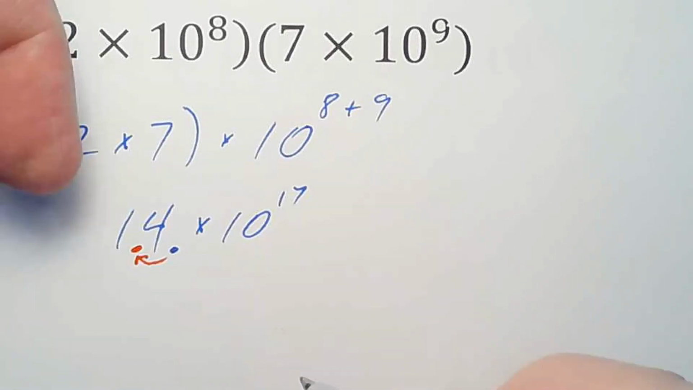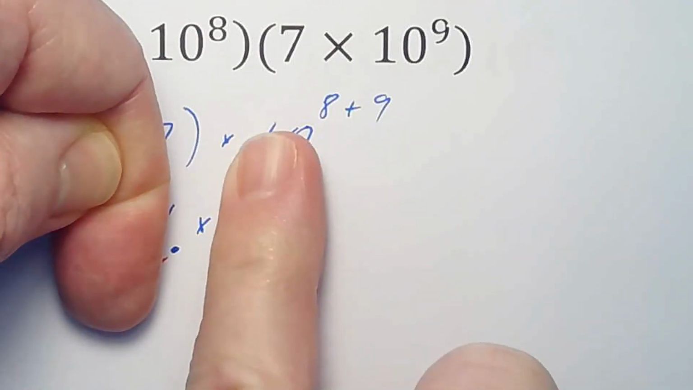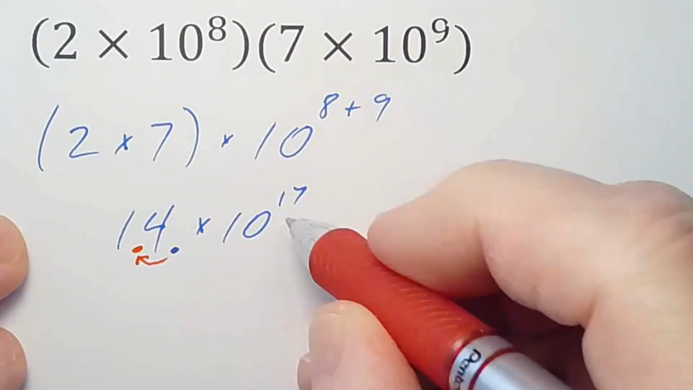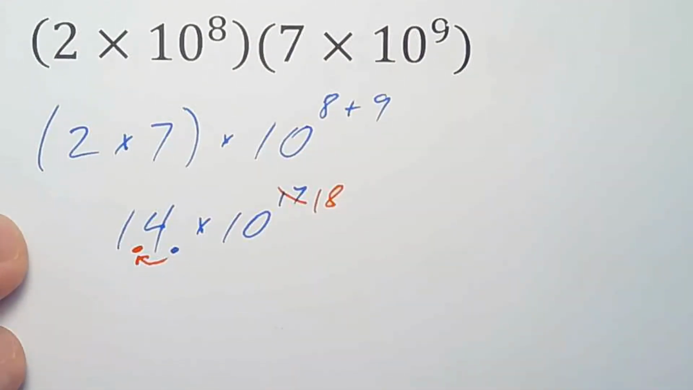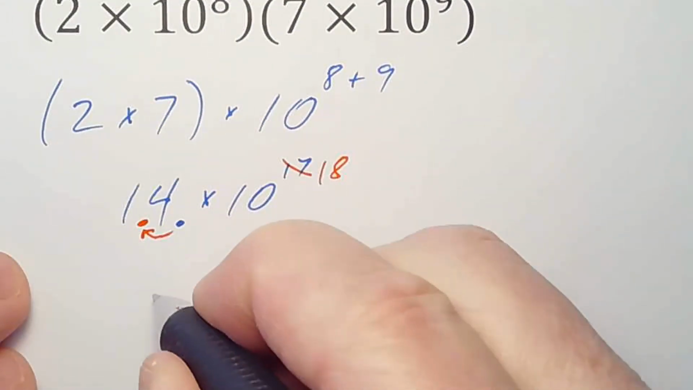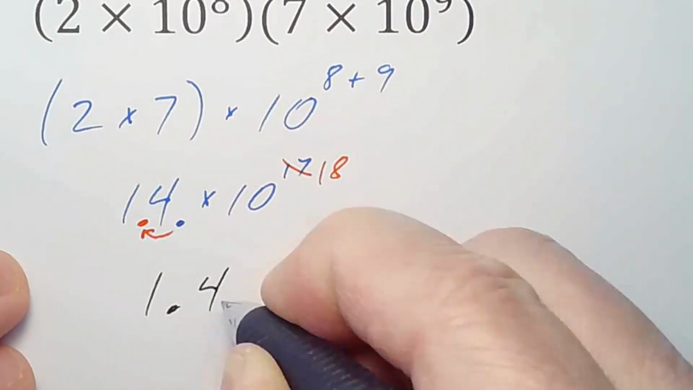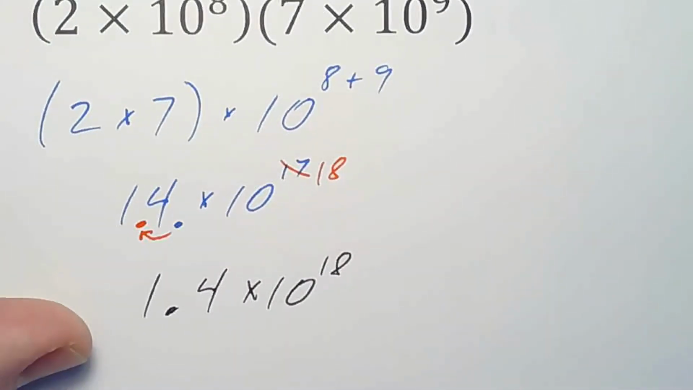So now let's think. 14 got smaller. If 14 got smaller to 1.4, then this has to counterbalance, and 17 has to get bigger. It turns into an 18. All right, and then let's rewrite it nice and clean: 1.4 times 10 to the 18.